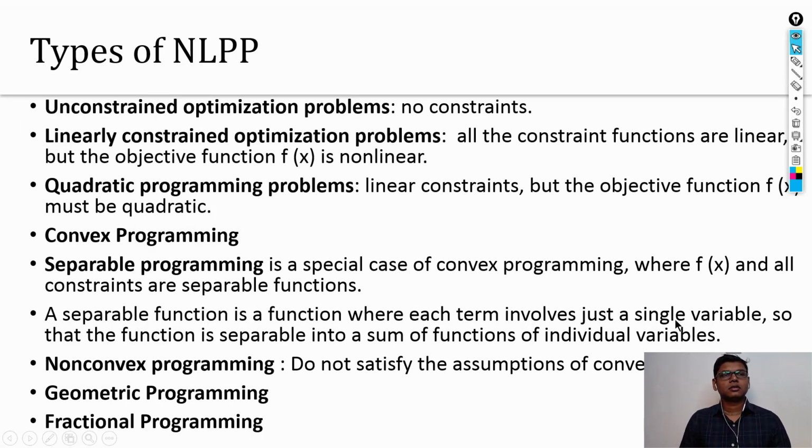Hi everyone. So today I will be discussing the unconstrained optimization problem in nonlinear programming problems. Actually, last class we discussed that there are different types of nonlinear programming problems. One is unconstrained optimization, then linearly constrained optimization, then quadratic programming. In this way there are various types of nonlinear programming problems, but we will start with the unconstrained optimization problem.